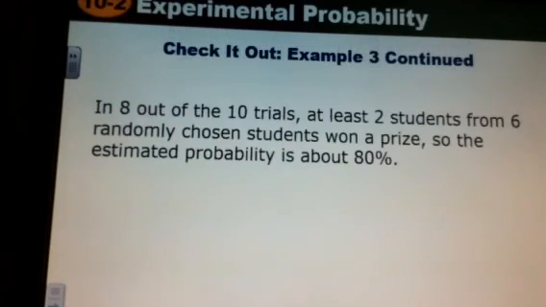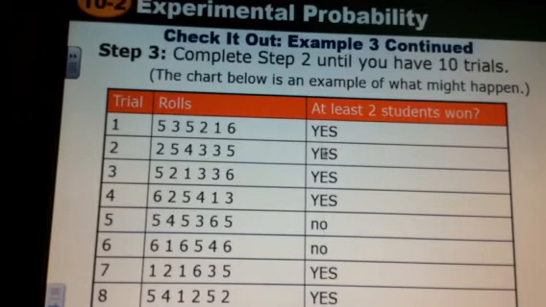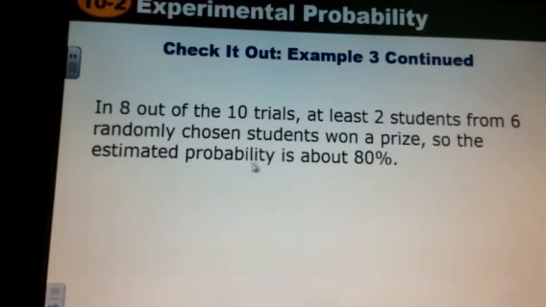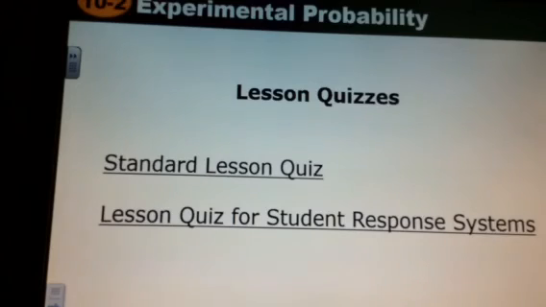So if we look at the relative frequency, there was 8 yeses out of 10. So at least 2 students from 6 randomly chosen students won a prize. So the estimated probability is about 80%, 8 out of 10. The more you do it, the closer it will become to the actual probability. And that's the end of our lesson.